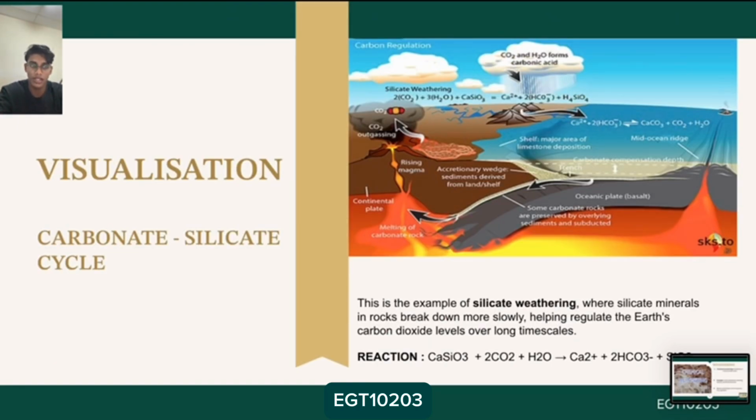This is the example of silicate weathering, where silicate minerals in rocks break down more slowly, helping regulate the Earth's carbon dioxide levels over long time scales. As you can see in the reaction shown below, that is the proper reaction for the carbonate-silicate cycle. So through that, we could summarize that weathering is a starting point and also the most important part of the dissolved materials we find in rivers and groundwater.